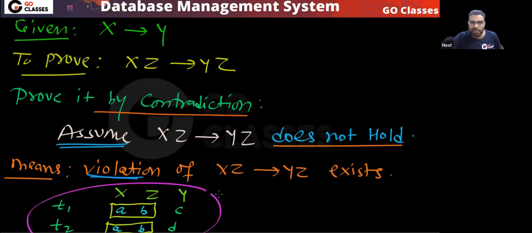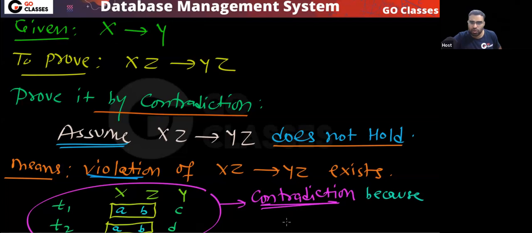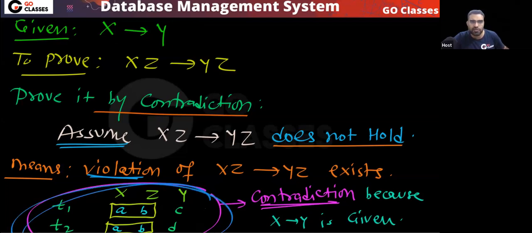No, because remember, there is a problem here. What is the problem? There is a contradiction here. What is the contradiction? There is a contradiction because, remember, it is already given that X determines Y. Yes or no? Now tell me, X determines Y is given, but here can I say X determines Y? No. Agree with me? So we got a contradiction.